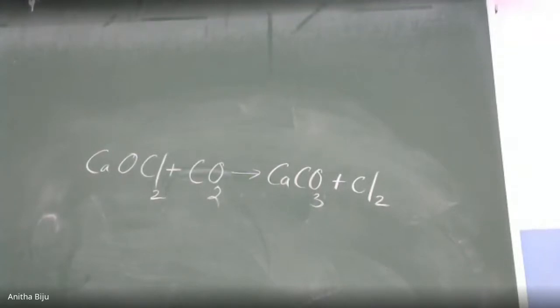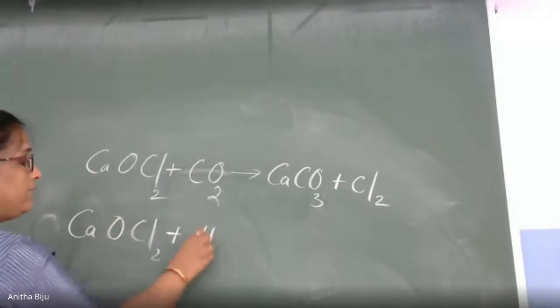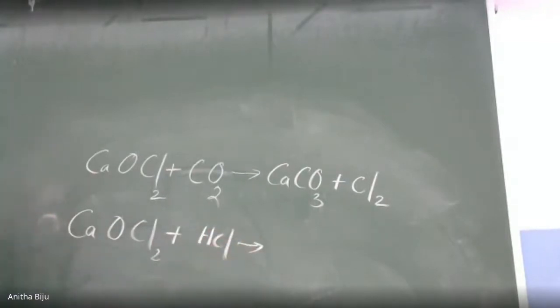Okay, so this is very important. Calcium oxychloride reacts with carbon dioxide, forming calcium carbonate and chlorine. Now let us think about what will happen when it reacts with acid. Which acid can we take? Hydrochloric acid, CaOCl2 plus HCl. Can you guess which products are obtained?